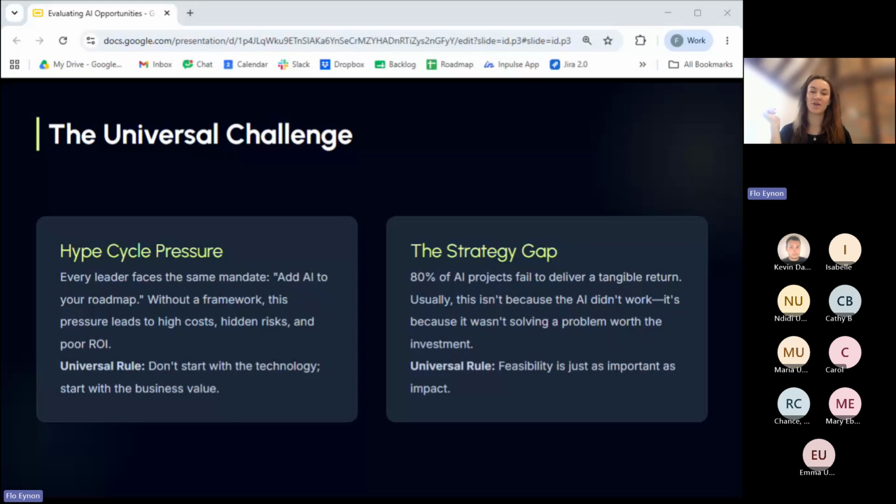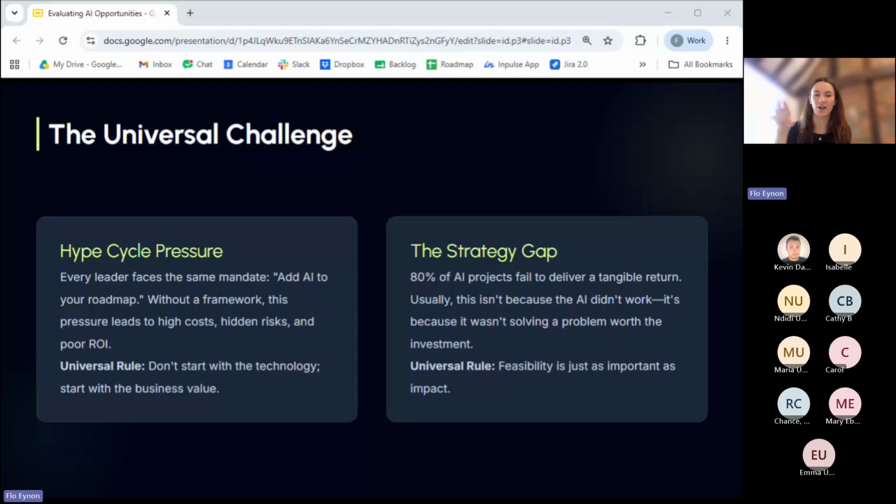Because it's a huge investment. So for us, the universal rule is don't start with the technology, start with the problem or the business value. So you need to ask the questions: what friction are we removing? What sort of manual processes are there that people are doing all the time, banging their head against the wall, and we want to change that behavior? What kind of decisions can be made faster? And then what is the measurable improvement that we want to drive? So that's the first side.